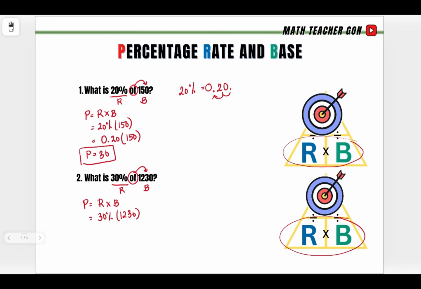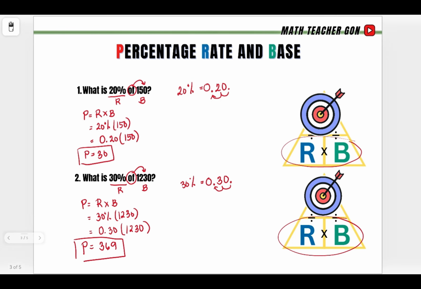Convert your 30% into decimal. So that is 30, and then 2 units to the left, 1, 2. So therefore, 0.30 times 1,230 is equal to, okay, that's 369. So that is your percentage. Let's have some more exercises. Number 3.